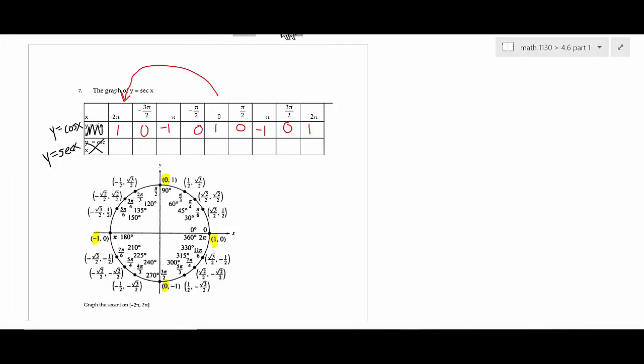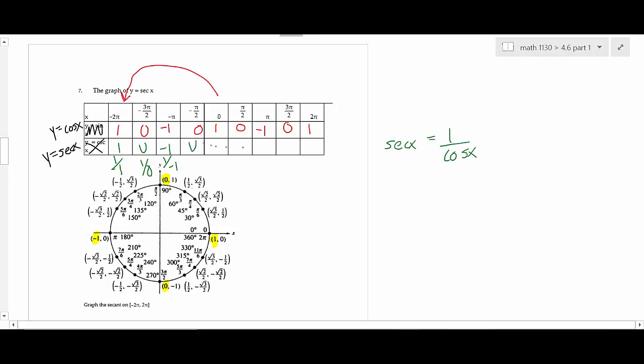Now, when you do a secant, we're going to do exactly the same thing as we did on the previous problem. The secant is just equal to 1 over the cosine of x. So you're going to take the value of the cosine and take its reciprocal. So you'd have 1 over 1 is 1. 1 over 0 would be undefined. It's a vertical asymptote. 1 over -1 is -1, and so forth. So everywhere the cosine is 0, you have a vertical asymptote. And then the rest of those reciprocals you just do in your head. So that's how the table of values is going to go.